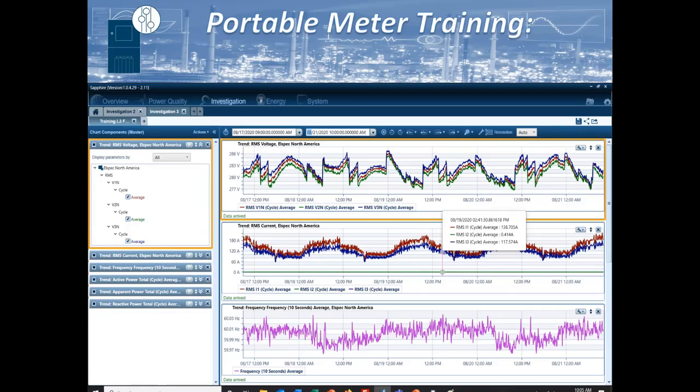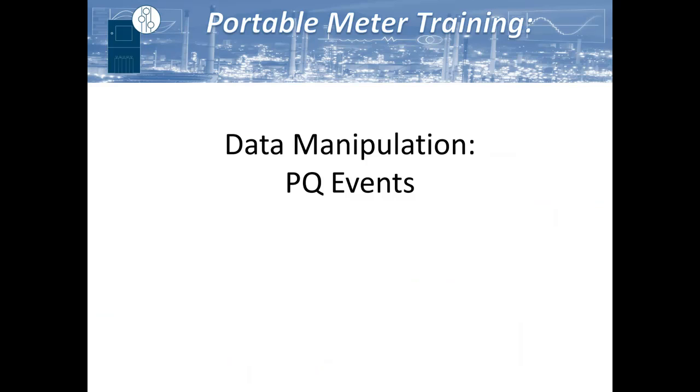And then the final section we're going to talk about today is power quality events. So with the Pure and the 4500 to a degree, there are events that automatically are defined, sags, swells, etc. But you can also redefine these in Sapphire to create whatever you're looking for. So if you're looking for a 75% sag, you can build that in Sapphire.